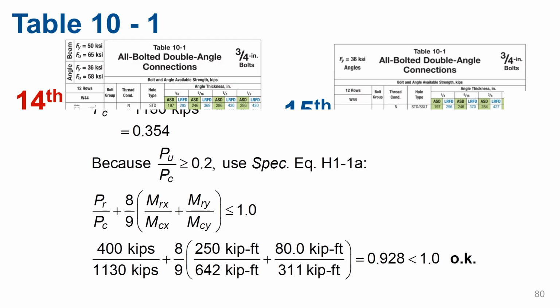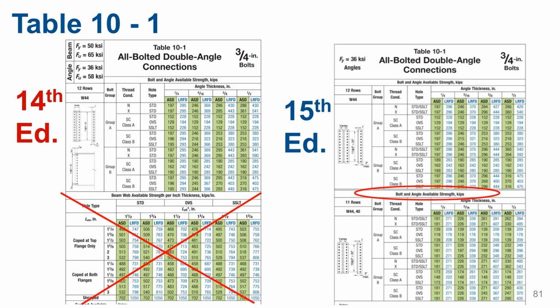Table 10-1 has some changes. If you look at Table 10-1 on the left, you'll see it was in the 14th edition, and there was a table at the bottom that talks about beam web available strength for inch thickness in kip-inches. That bottom table caused a lot of confusion for a lot of people. It was very difficult for people to figure out how to apply it because it had a lot of limitations built into it. In fact, many people didn't understand how to apply it, and they had a tendency to apply it incorrectly or ignore it.